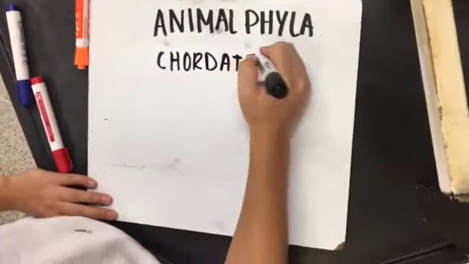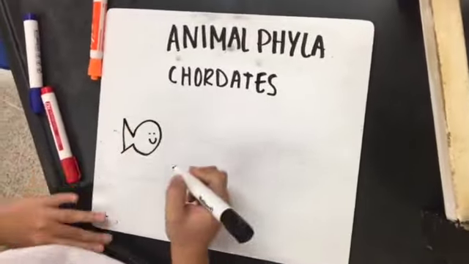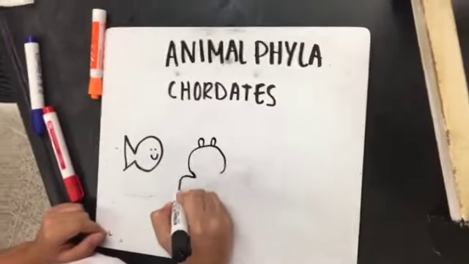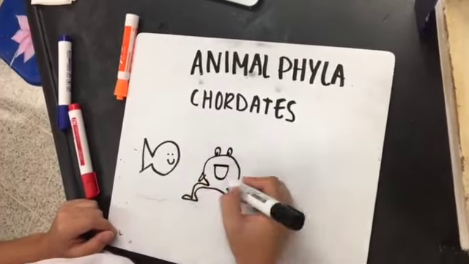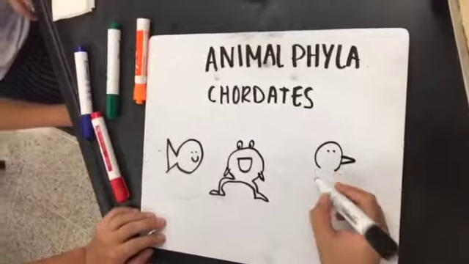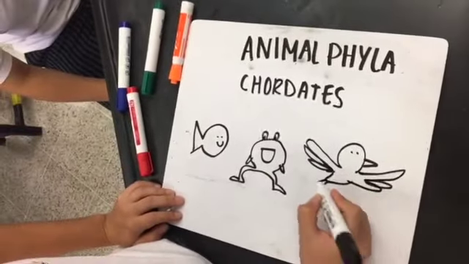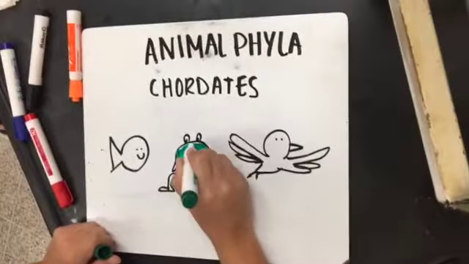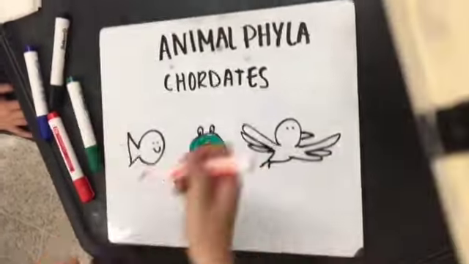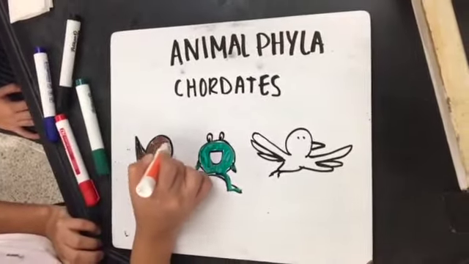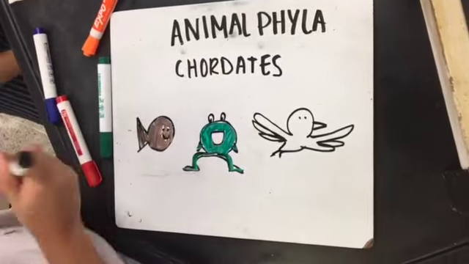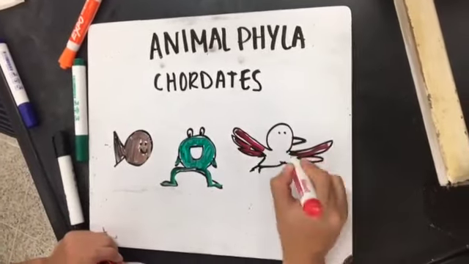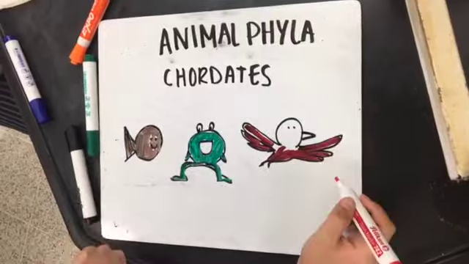Animal phyla, Chordata. They are animals possessing a notochord which supports the nerve cord. They also have a hollow dorsal nerve cord. They have bilateral symmetry and a separate mouth and anus. Some examples are mammals, fish, amphibians, reptiles, birds, and sea squirts.